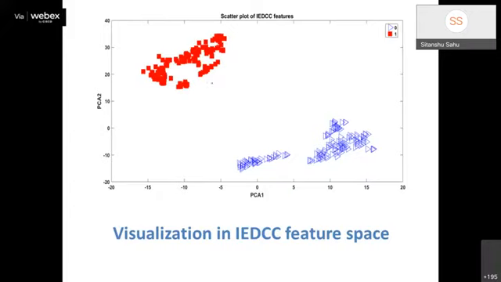Okay, so now if you look at the same samples when I plot them in the IEDCC feature domain, it is quite discriminative. The blue one is clustered on one side and the red one is clustered on the other side. So now my support vector machine will try to devise a separating hyperplane, or this straight line, between these two groups, by maximizing the margin between here and here, and this will give me a much better classification accuracy.